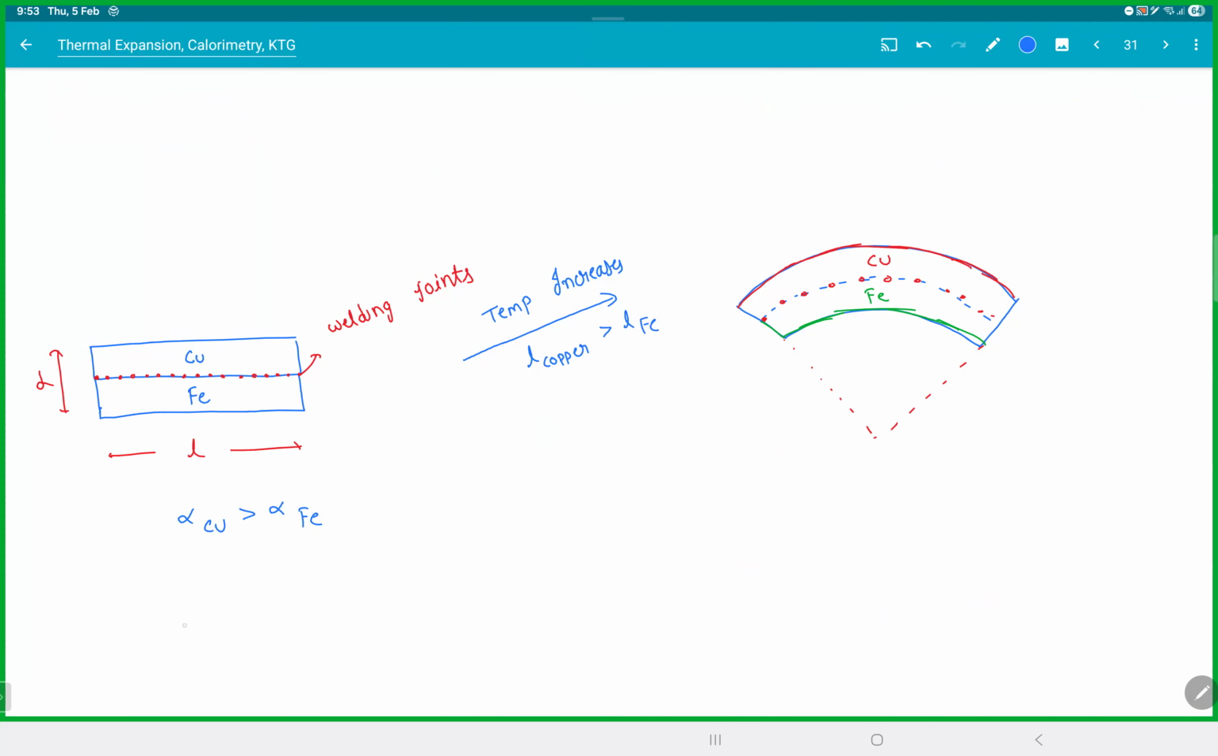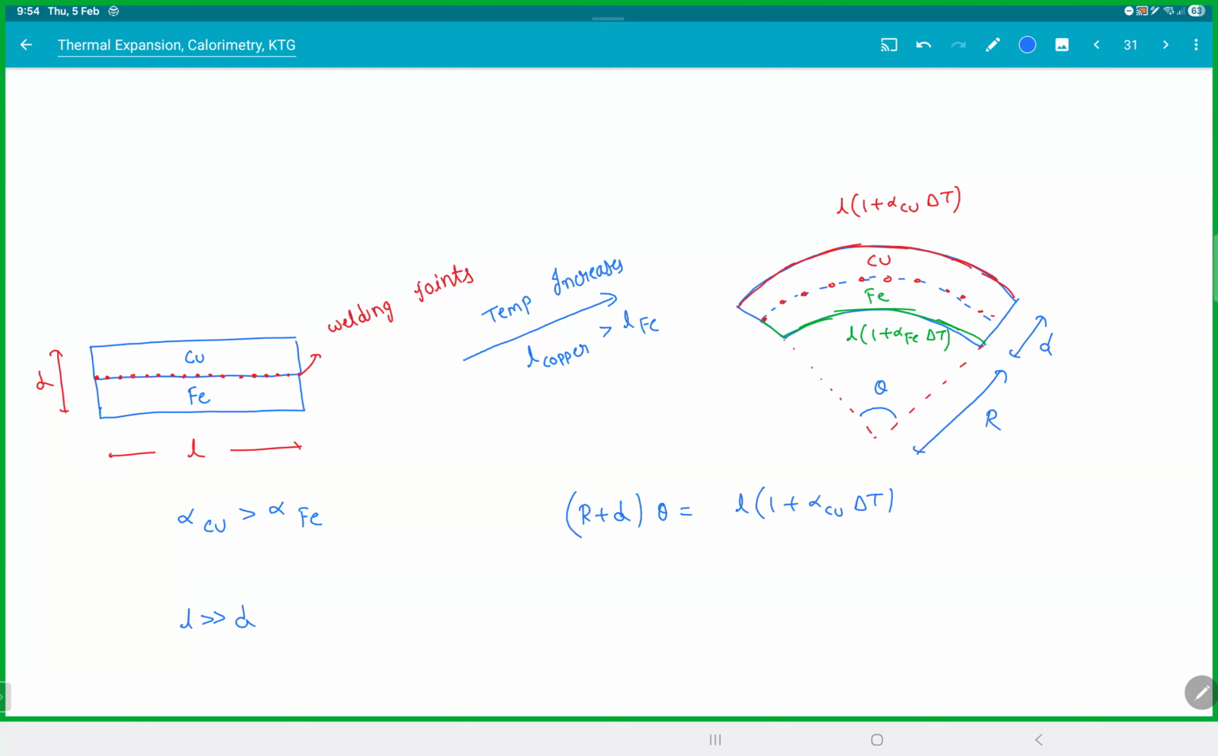Now, if you are assuming L is much, much greater than D, we have a few approximations. So let this thing be D and this thing's radius will be R. And this angle will be theta. So here copper's length will be L into 1 plus alpha copper delta T. Iron's length will be L into 1 plus alpha iron delta T. So from here we can see R plus D into theta will be L into 1 plus alpha copper delta T. Because D is very, very small, I'm taking the outermost layer as the length of the copper.